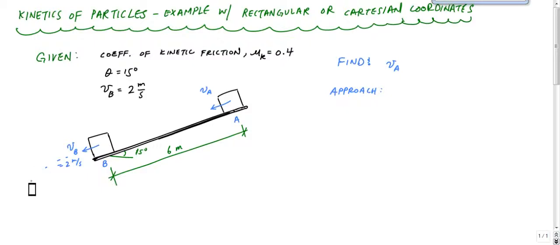But what we want to know is what is the velocity here at the top? Essentially, what's the conveyor belt delivering these boxes at? So we want to find the velocity at A. I want you to also note that the mass of these particles is unknown.